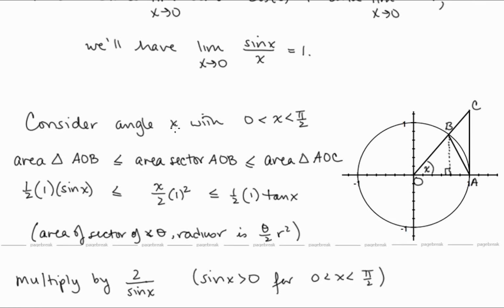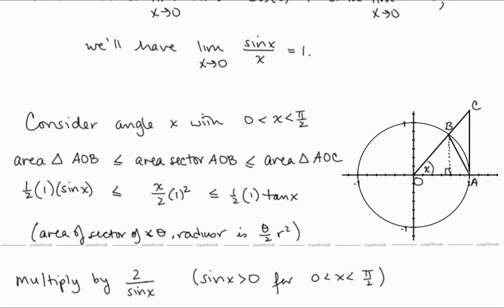Consider angle x with x between 0 and pi over 2. So let's take a look here at angle x, and let's take a look at the triangles we form here. We know that the area of triangle AOB is less than the area of the sector AOB.